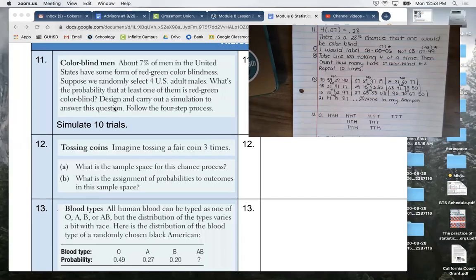Okay, so for this first one, it says about 7% of men in the United States have some form of red-green color blindness. Suppose we randomly choose 4 US adult males. What's the probability that at least one of them is red-green colorblind? Design and carry out a simulation to answer this question.